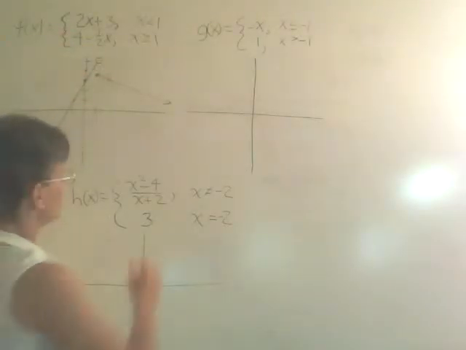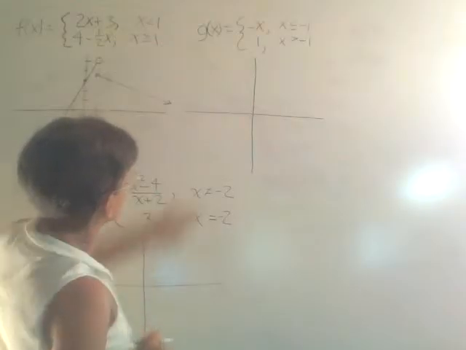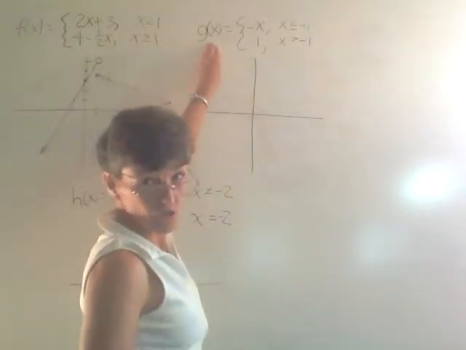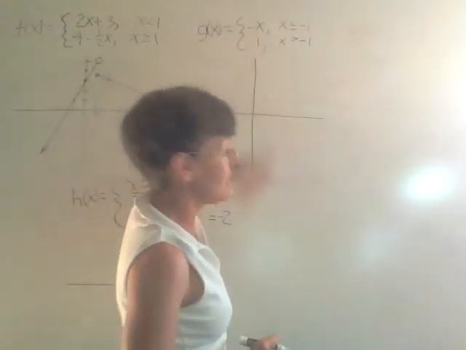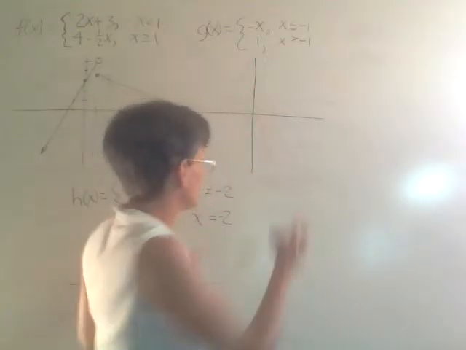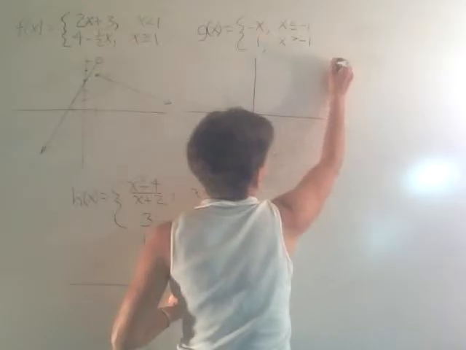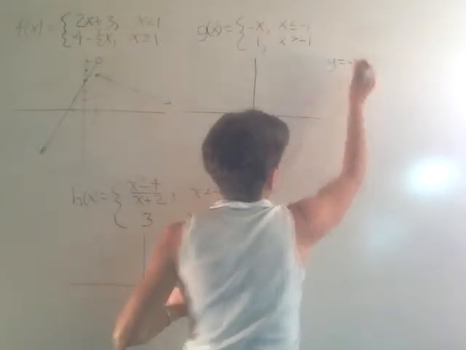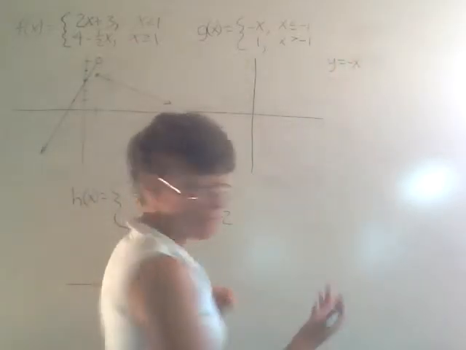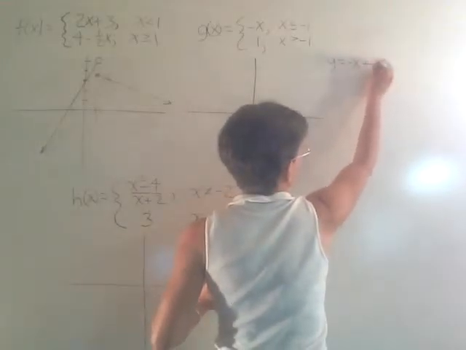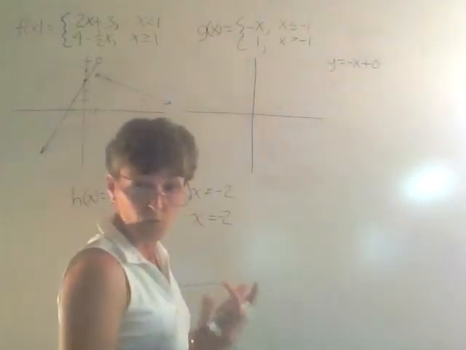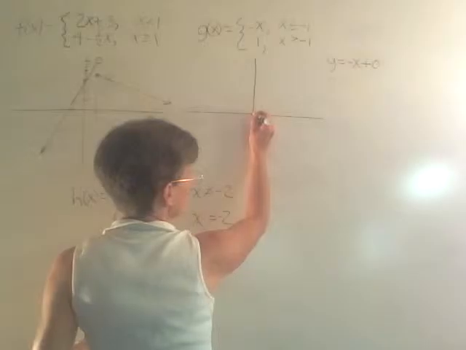Okay? Now, let's look at this one. g of x equals negative x. That's also a line equation. We should recognize that. Remember, this is just y, so y equals negative x. It's still slope-intercept form. There's no y-intercept, it's like plus 0. So my y-intercept is really 0, and my slope is negative 1.